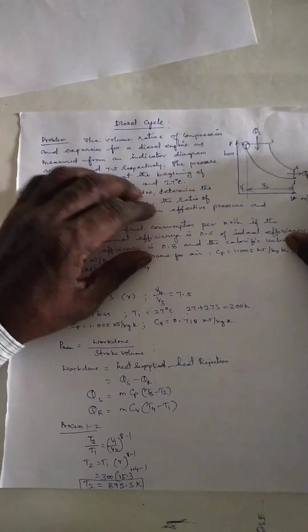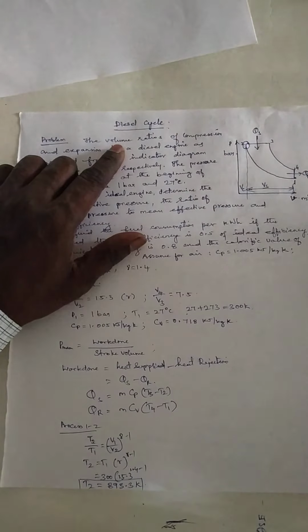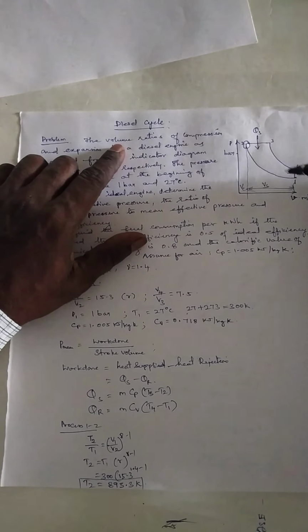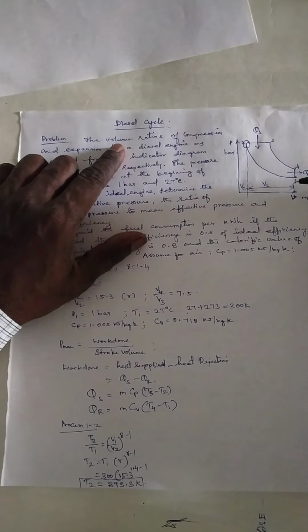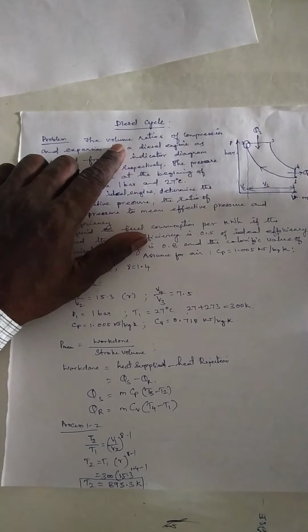Today we are going to see how to solve a problem in the diesel cycle. The diesel cycle consists of four processes, as clearly shown in the PV diagram. So 1 to 2 is isentropic compression.